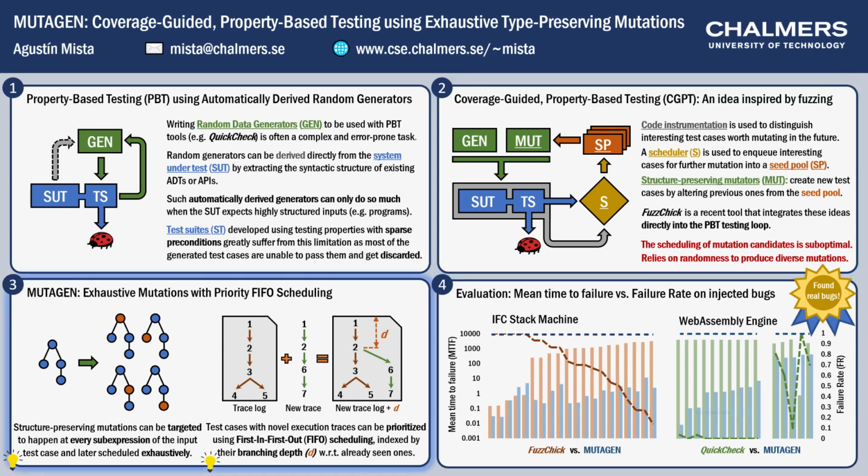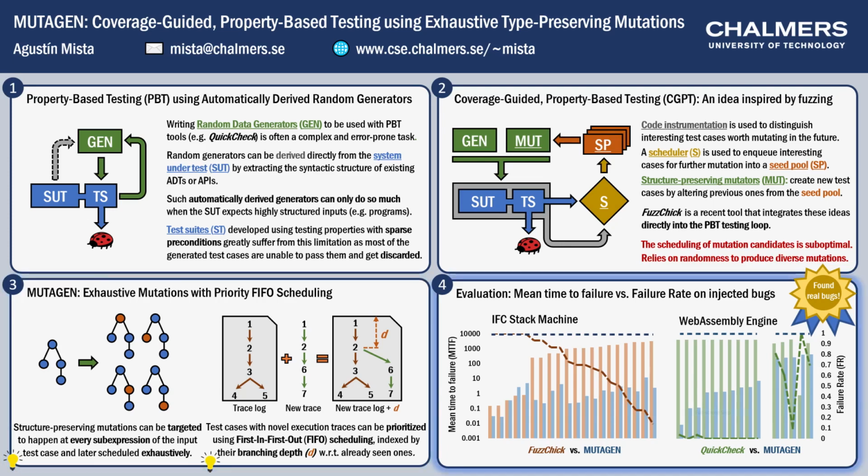FastCheck can easily outperform simpler property-based testing tools like QuickCheck using the same automatically derived generators. However, it leaves large room for improvement. In particular, the scheduler used in FastCheck does not provide a way to prioritize some test cases over others. All of them are put into the same queue, which can produce delays before an interesting mutation is ready to happen. Moreover, the mutators used in FastCheck rely heavily on randomness to produce diverse mutations, which can prevent bugs from being found when they are one mutation away from an existing test case and luck is not on our side.